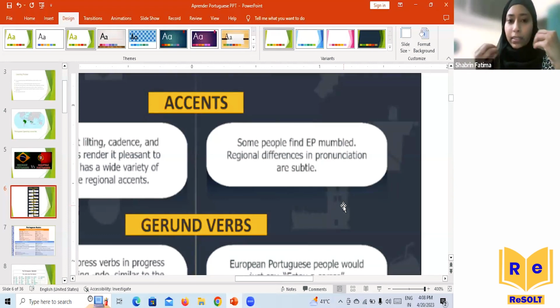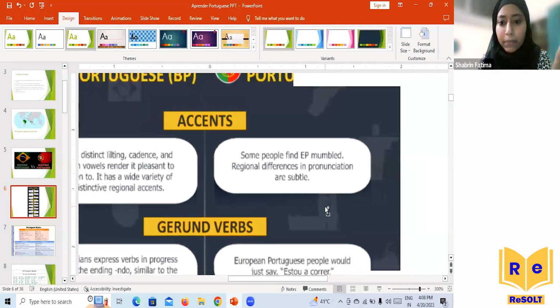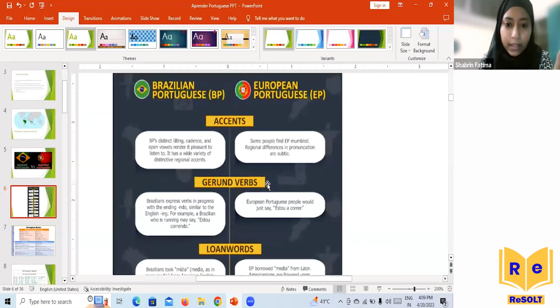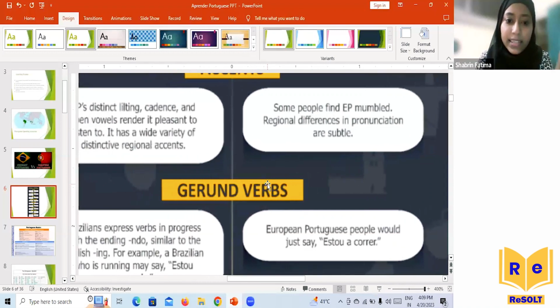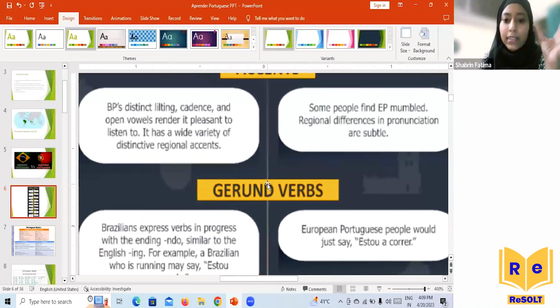They don't have a very clear accent compared to Brazilian Portuguese. So regional differences in pronunciation are subtle in European Portuguese. Next we have gerund verbs. The difference between Brazilian Portuguese and European Portuguese is gerund verbs.